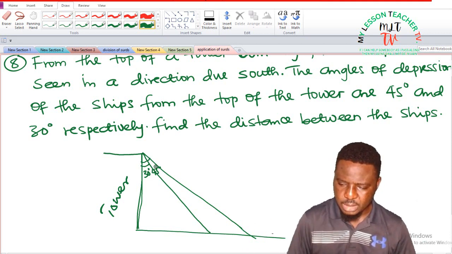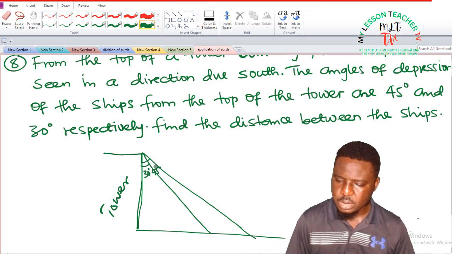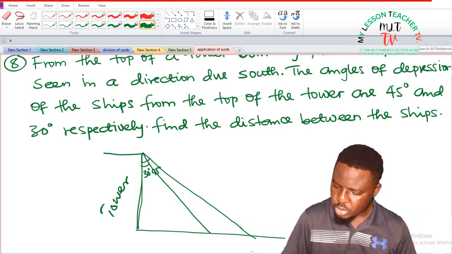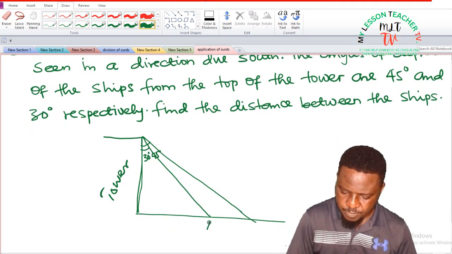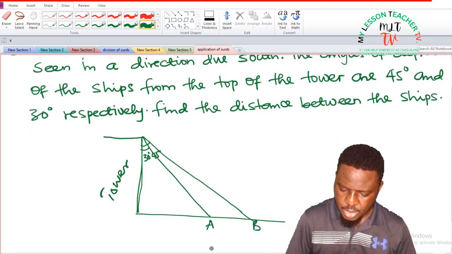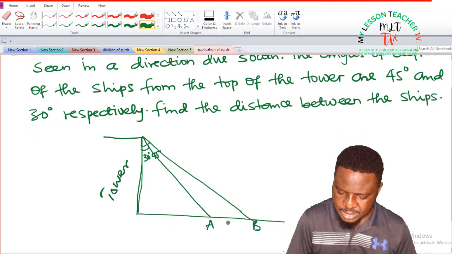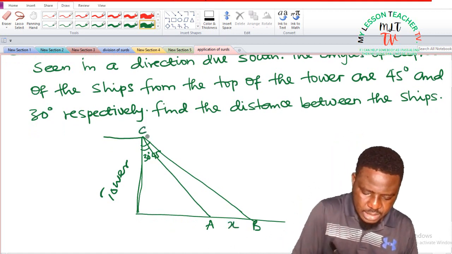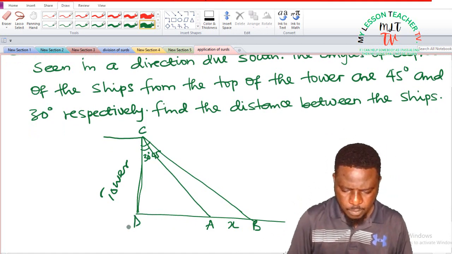So how can we, we're asked to find the distance between the two ships. So if this is ship A and ship B, we are asked to find this distance. Let me call it X. Let me letter them A, B, C, and D.